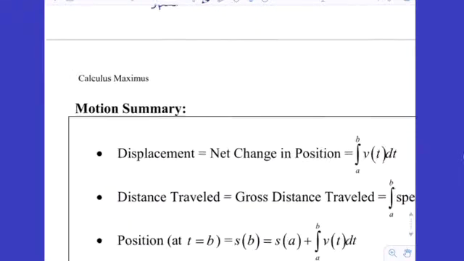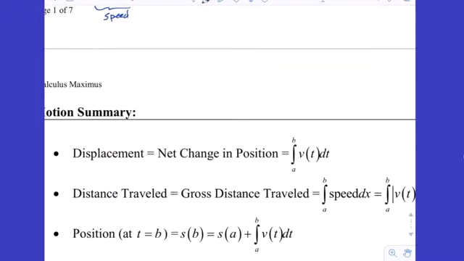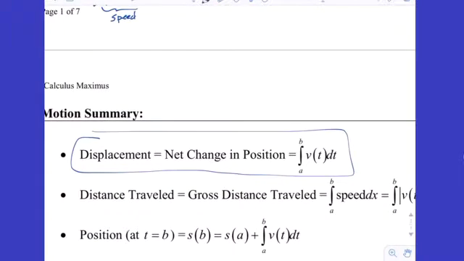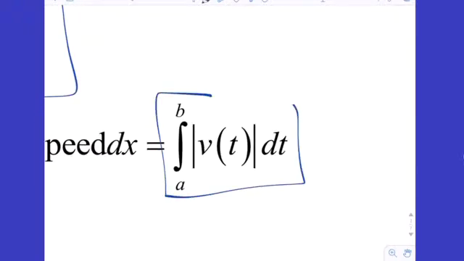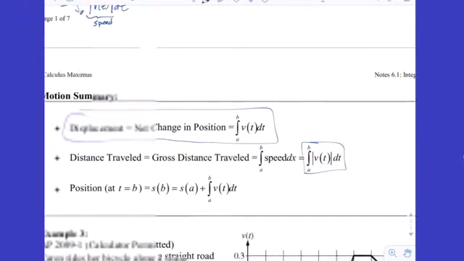Okay, very important then. Let's summarize. For motion, the displacement, which is defined as the net change in position, is always just the integral of the velocity function, plain old velocity. Okay, and again, units are going to be units of velocity times time, which give you position units. If you want the distance traveled, which is the gross total distance instead of the net, you have to integrate the speed function, which with the calculator is the absolute value of velocity integrated. Of course, we know how to do that by hand.